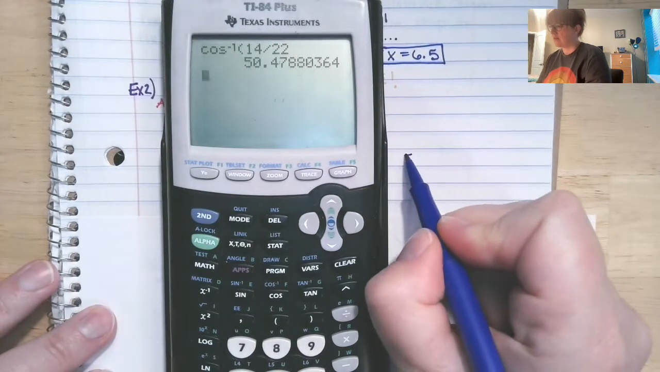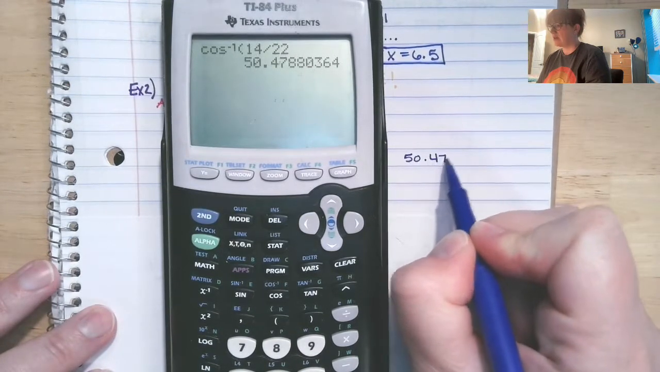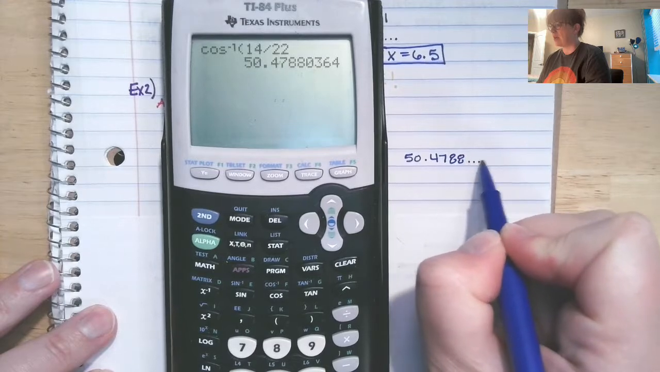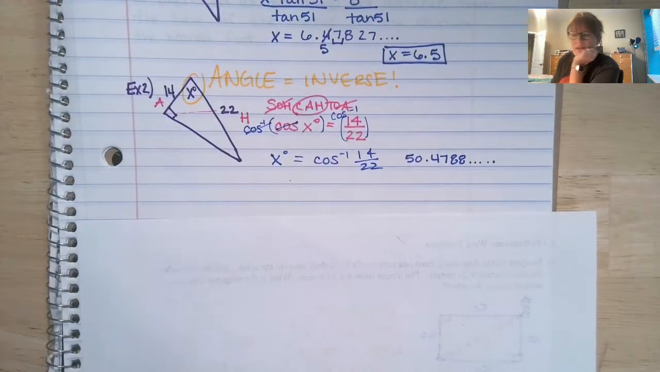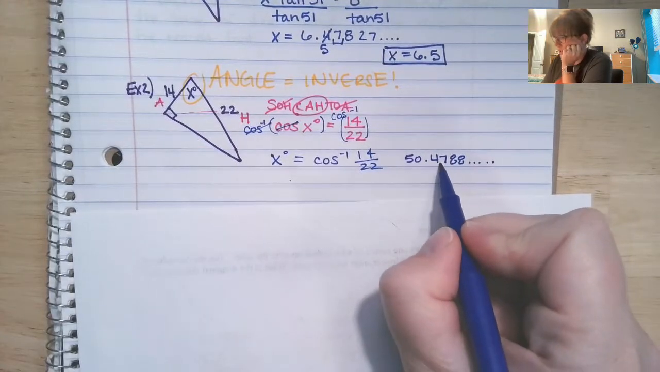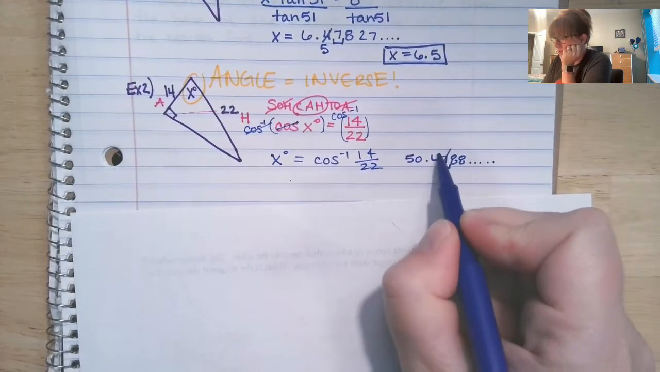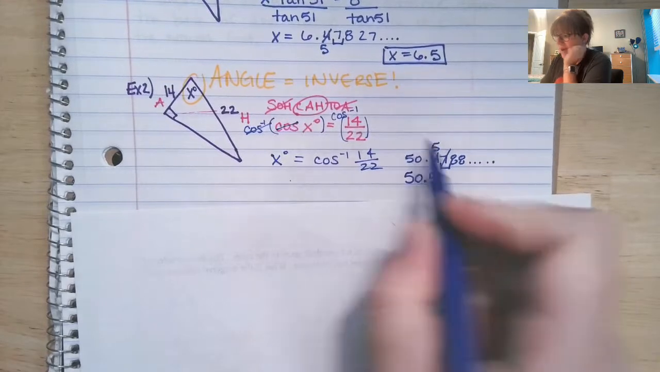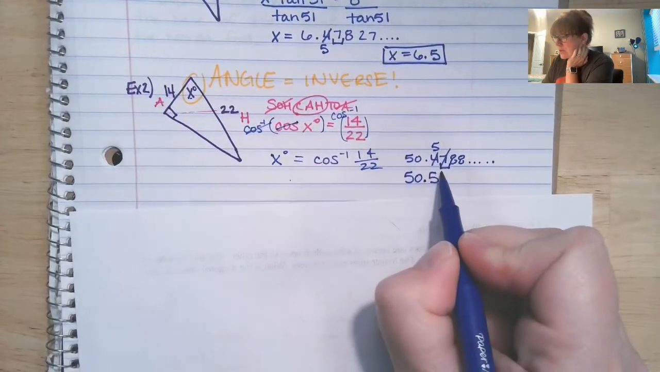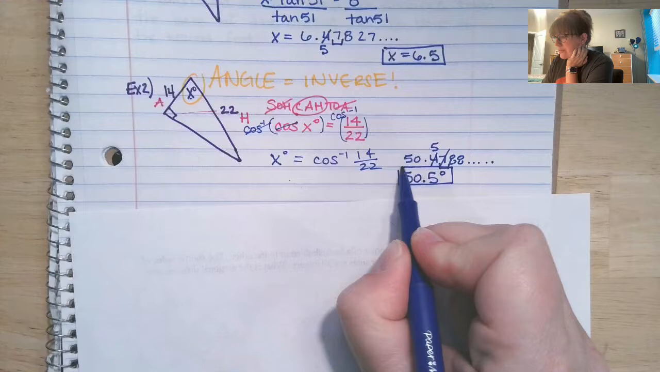Okay, and we get 50.4788, blah, blah. We still want it rounded to the nearest tenth. So we look at our second number, which is a 7 again, so this is going to go up. So we get 50.5. We're talking about an angle here, so we should have that degree symbol.